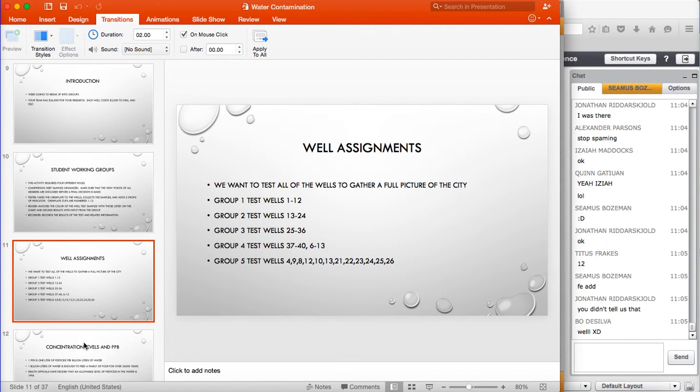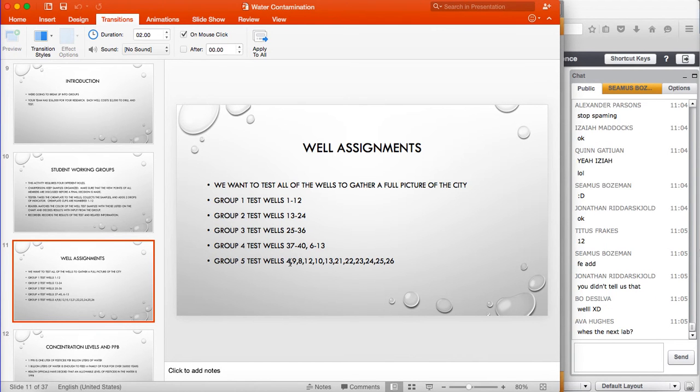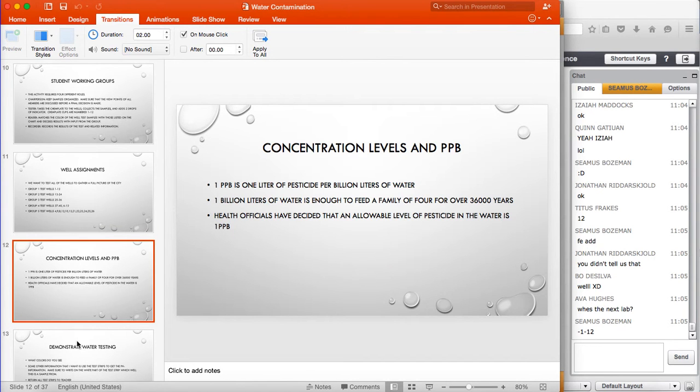So I broke the people up on Wednesday last week into 6 different groups. Group 1 had to test wells 1 through 12. Group 2 had to test wells 13 to 24, 25 to 36, 37 to 40, and then 6 to 13. And then Group 5 got to test these random samplings of wells. All right.